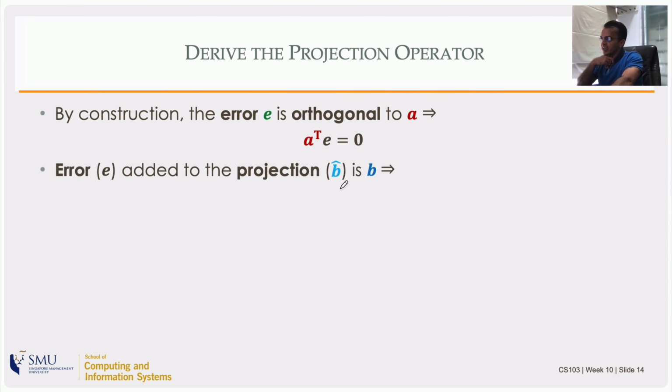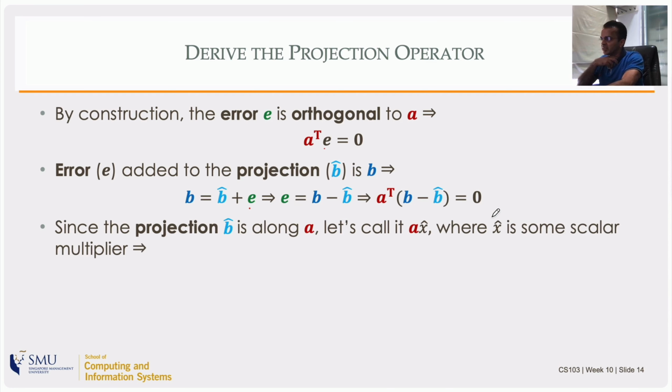Now the error added to the projection vector B hat is B. So B is equal to B hat plus the error vector E. So E is B minus B hat. That means A transpose times (B minus B hat), that is the error, is equal to 0. Since the projection B hat is along the direction of A, we call it A times X hat, X hat being the right scaling factor so that I get B hat. So I can write B hat is equal to AX hat, or A transpose times (B minus AX hat) is equal to 0.